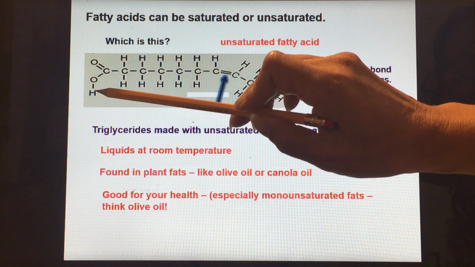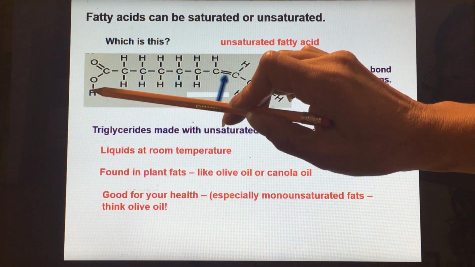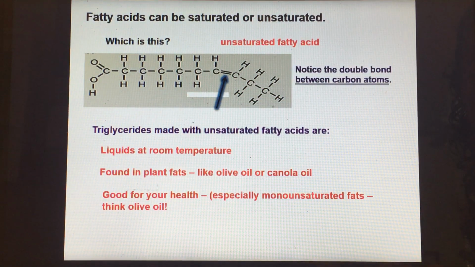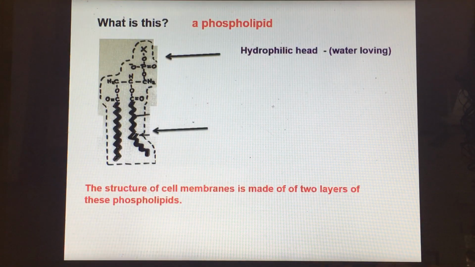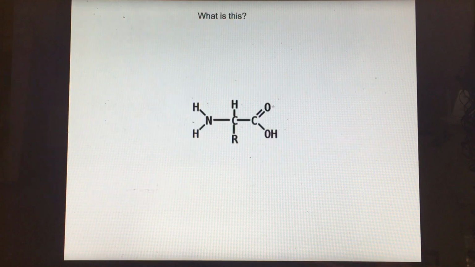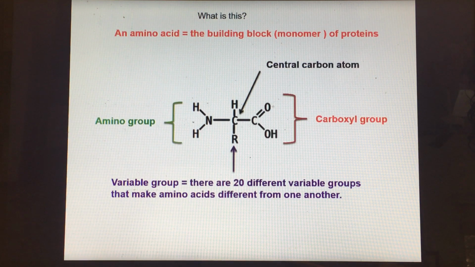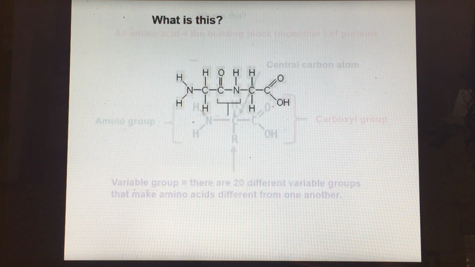And acids, actually, the hydrogen comes off, and anything that, if you put it in water, releases hydrogens is an acid. So that's our amino group and our carboxyl group, and that is our variable group. There are 20 different variable groups that make the amino acids different from one another.